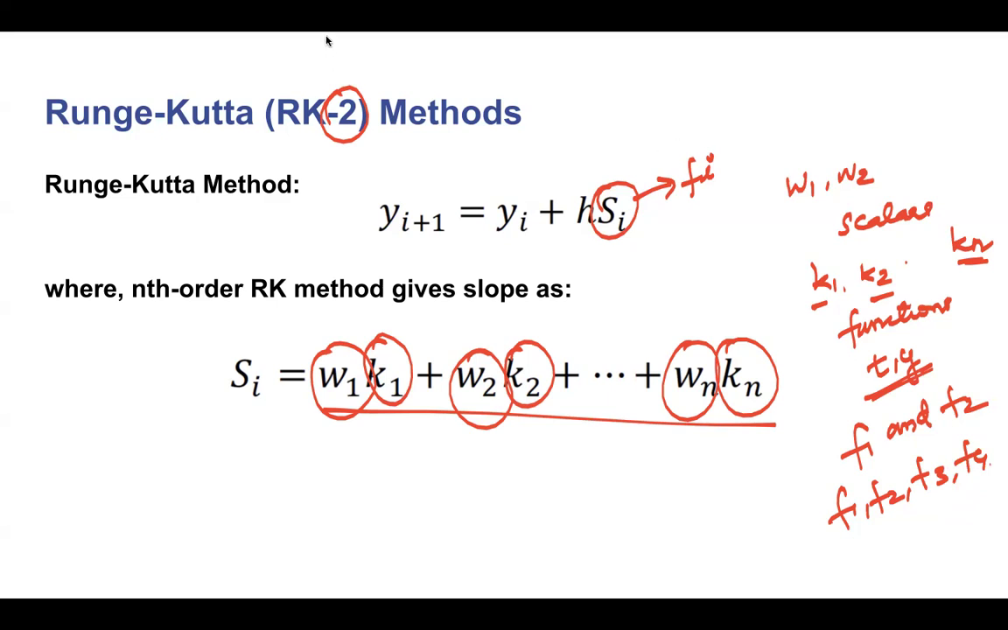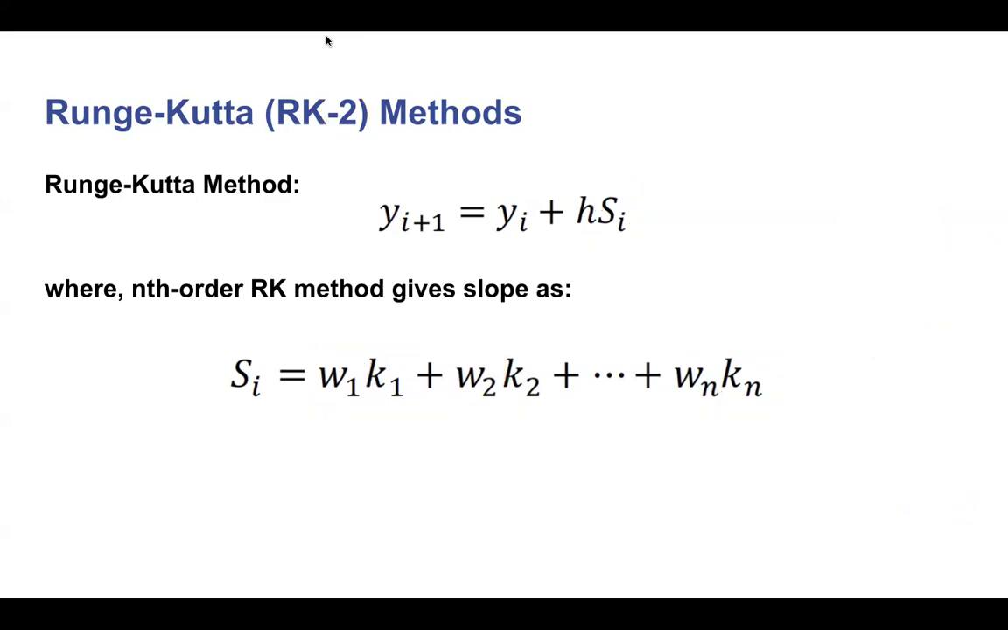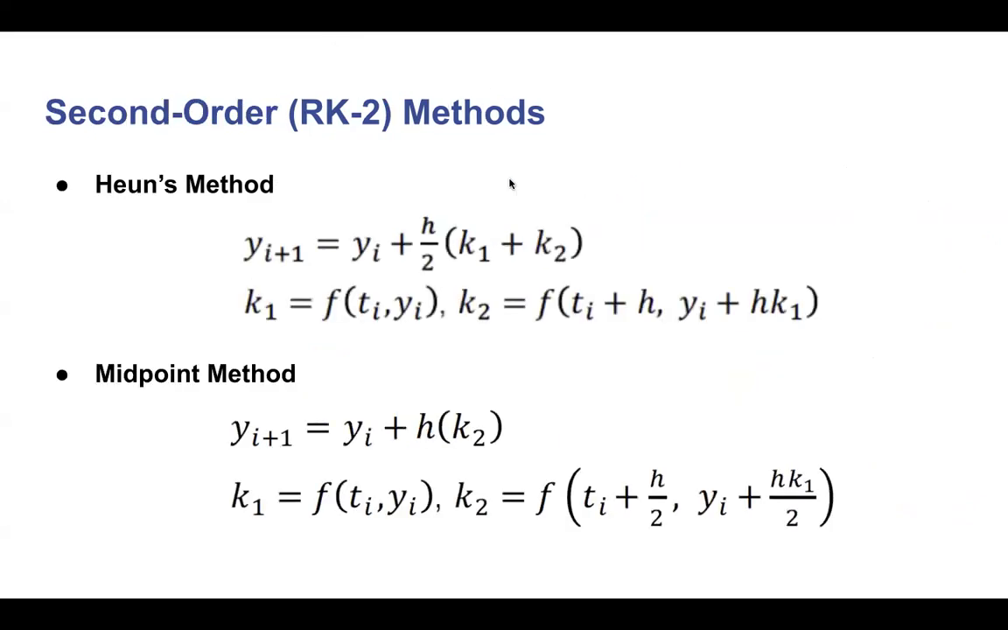Now let us look at the first class, which is the RK2 methods. In RK2 methods, as I said, you will have a function like this: yi plus h times (k1 plus k2) by 2. So instead of having a single fi, you have a combination of two functions, k1 and k2. Here what is k1? K1 is nothing but f calculated at ti, yi, basically fi itself. And k2 is a function calculated at time ti plus 1, and y equal to yi plus h k1.